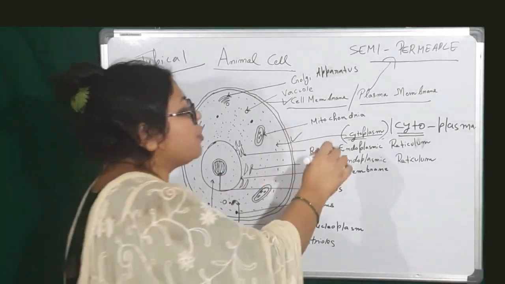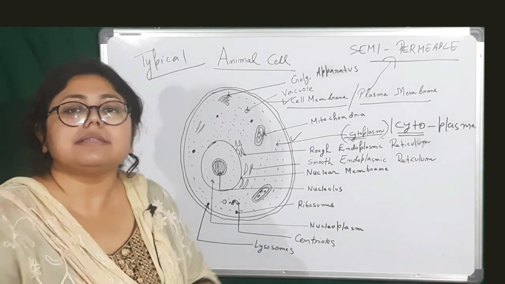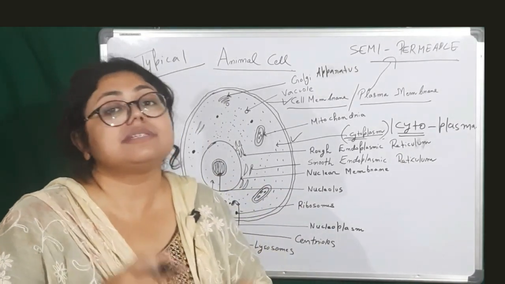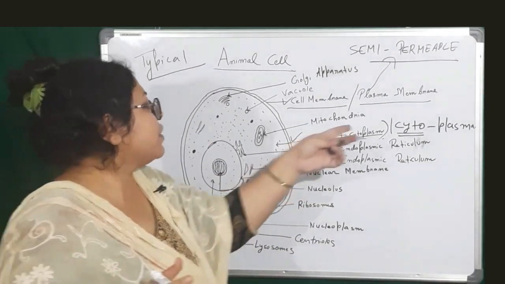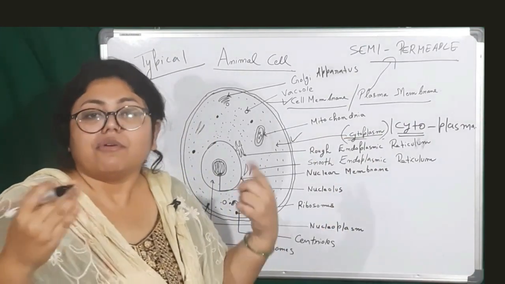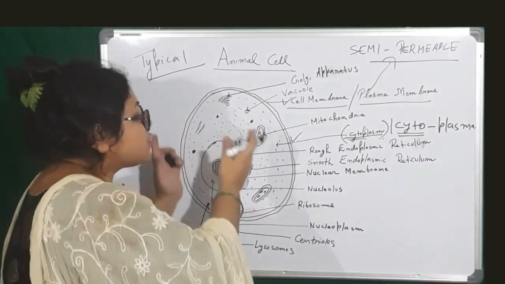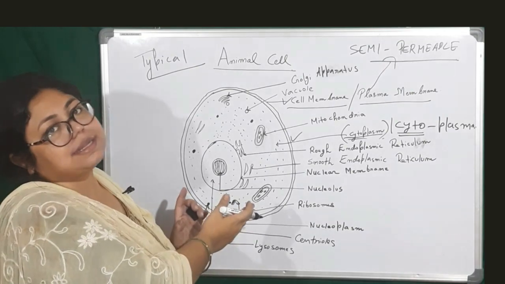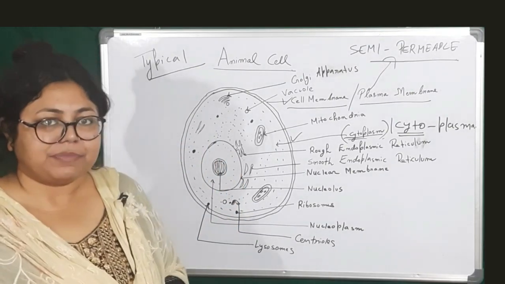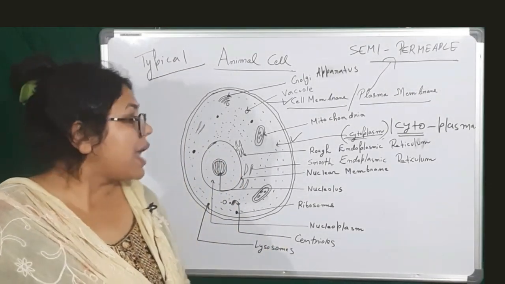Clear? So cyto means cell and plasma means the fluid material or the jelly-like substance. Together we call it cytoplasm. Function: it provides a base to all the other cell organelles to perform their functions. Clear? I hope it's clear.